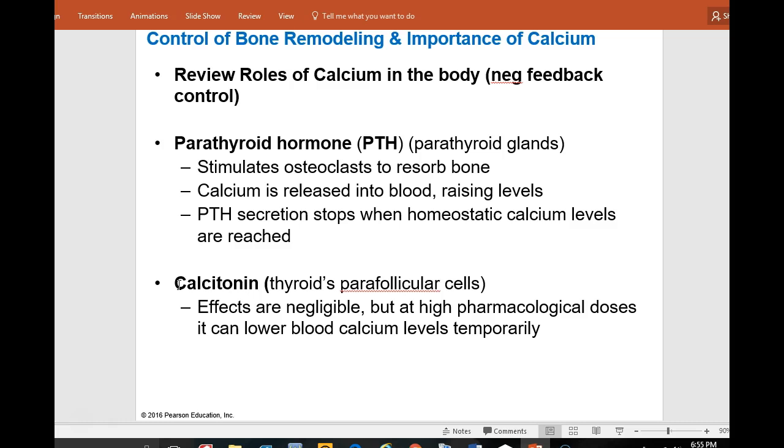This is a classic negative feedback mechanism, and if you need to review negative feedback mechanisms, that's a good idea because they do come up quite frequently throughout the study of human physiology, not just in an A&P course, but particularly in other courses where you may be talking about pharmacology and why you'd want to give a particular medication or a particular treatment.